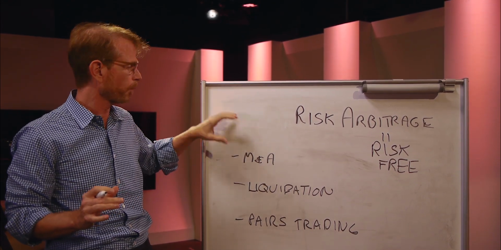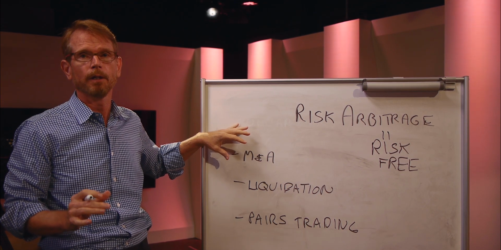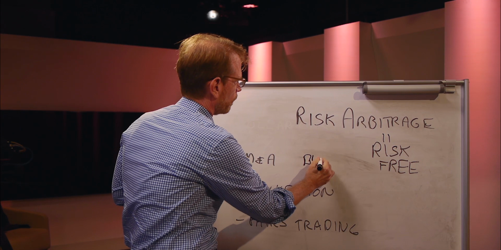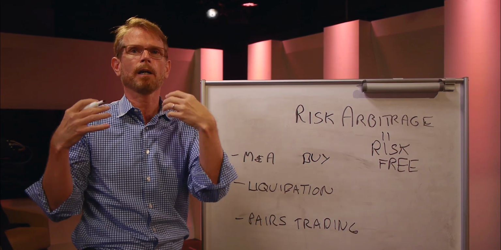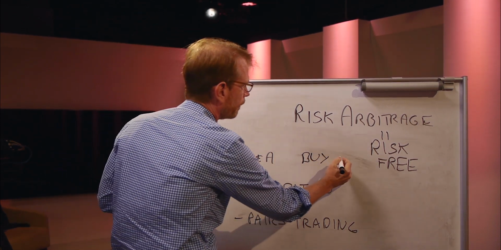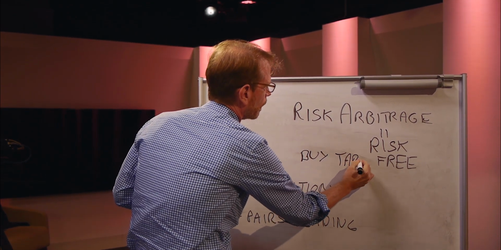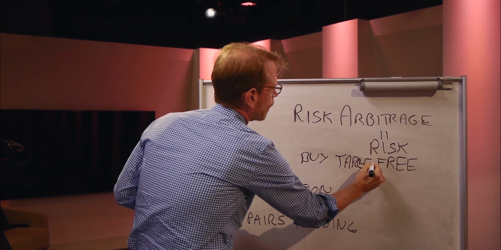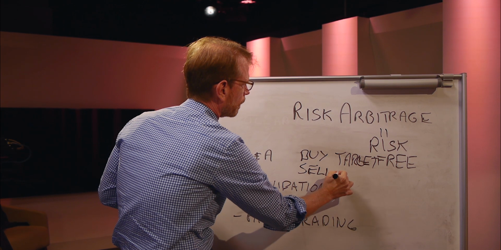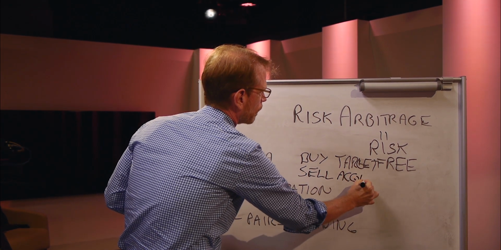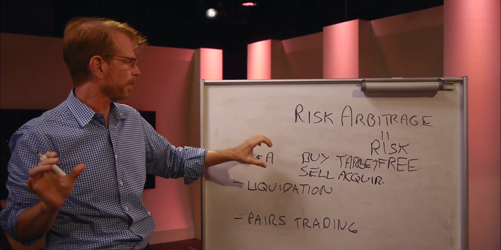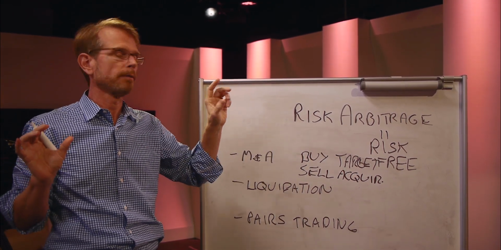The first is mergers and acquisitions arbitrage, which is where you buy the stock of the company that is the target, the company that's going to be acquired. So you buy the target, and then you sell the acquirer. The reason you do that is because of two reasons.